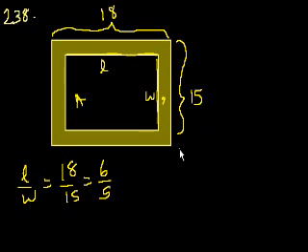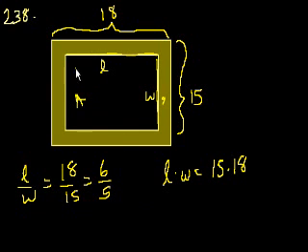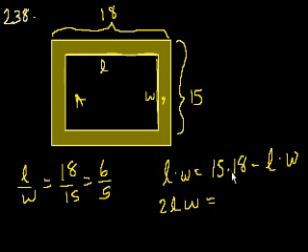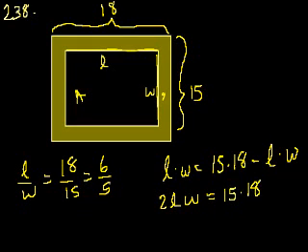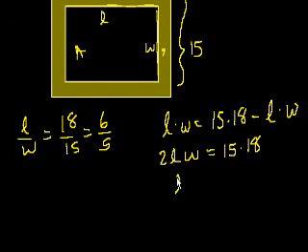And the other thing they told us is that the area of the picture is the same as the area of the frame. So the area of the picture is L times W. And what's the area of the frame? Well, it's the area of this whole thing, which is 15 times 18, minus the area of the picture, right? Because the area of the frame is not this whole rectangle. It's just the part that doesn't have the picture in it. So minus L times W. So if we add LW to both sides, we get 2LW is equal to 15 times 18. I'm just going to leave that as 15 times 18. We could already divide both sides by 2. So you get LW is equal to 15 times 9.